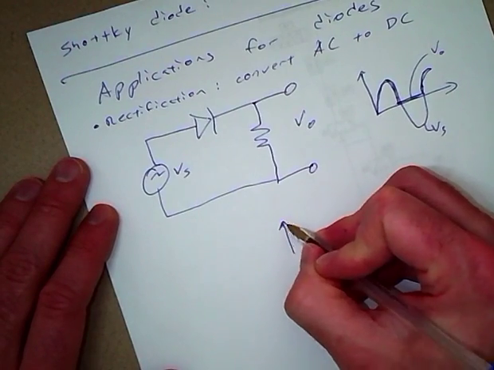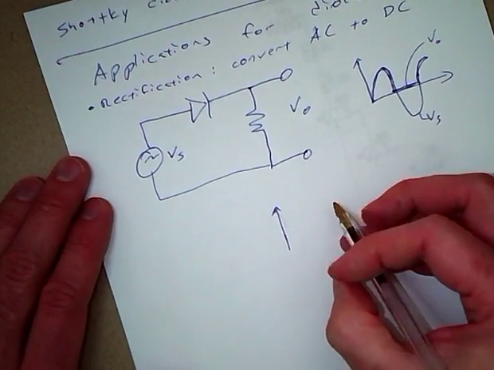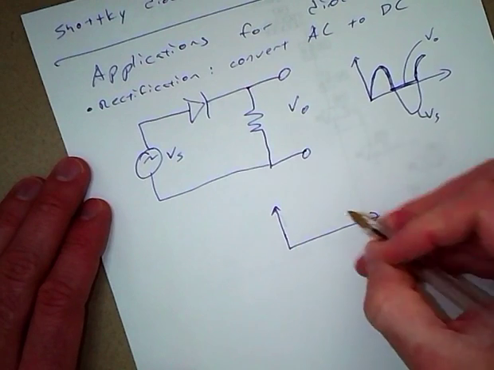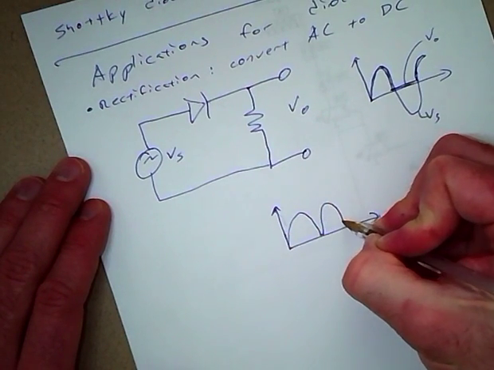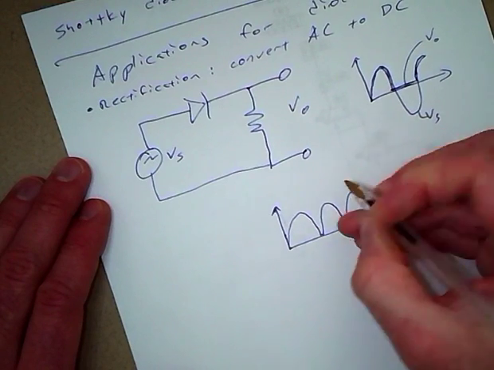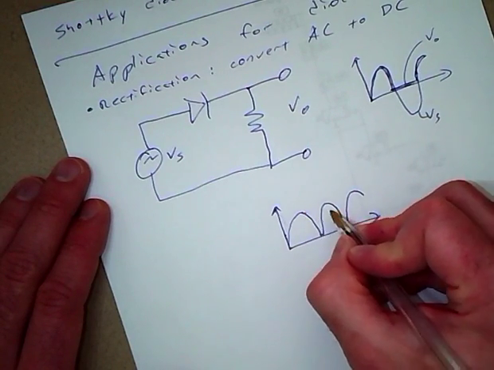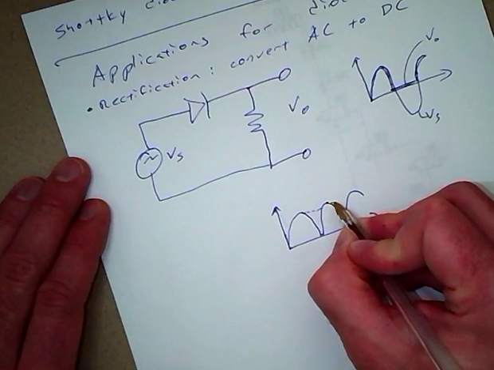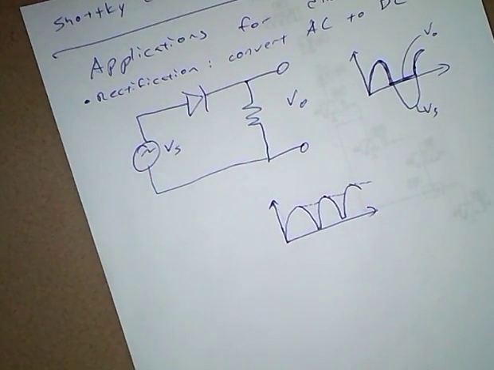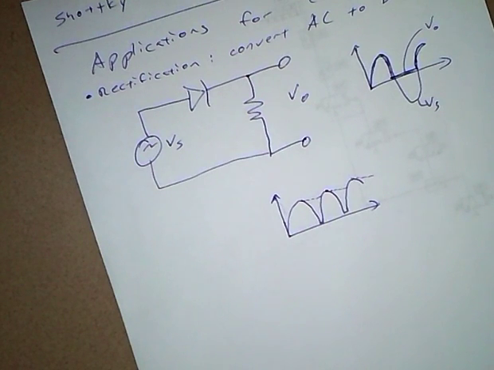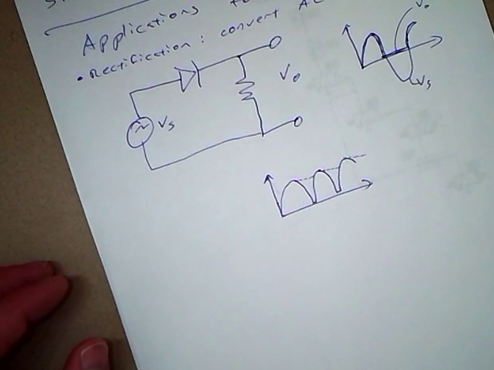So diodes can be used in DC power supplies. So you can get a signal like this using diodes, and then you can use capacitors to reduce this ripple here. So you could end up with a smoother output if you use a full bridge rectifier. And so that's what's in a DC power supply.